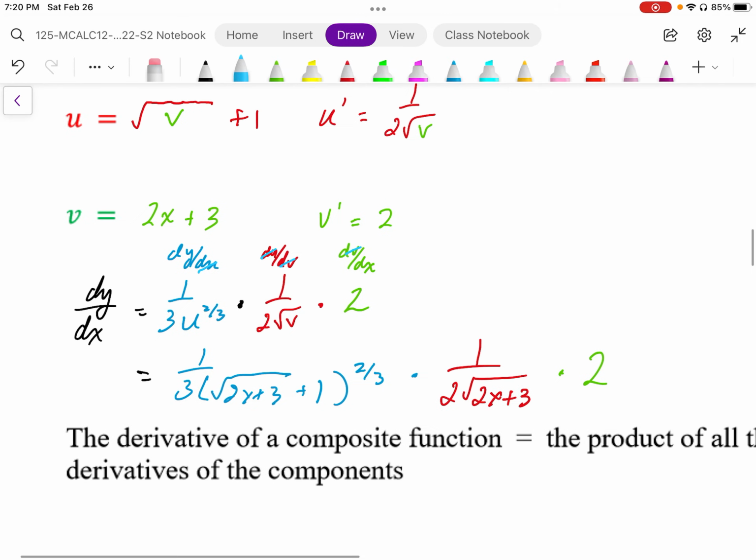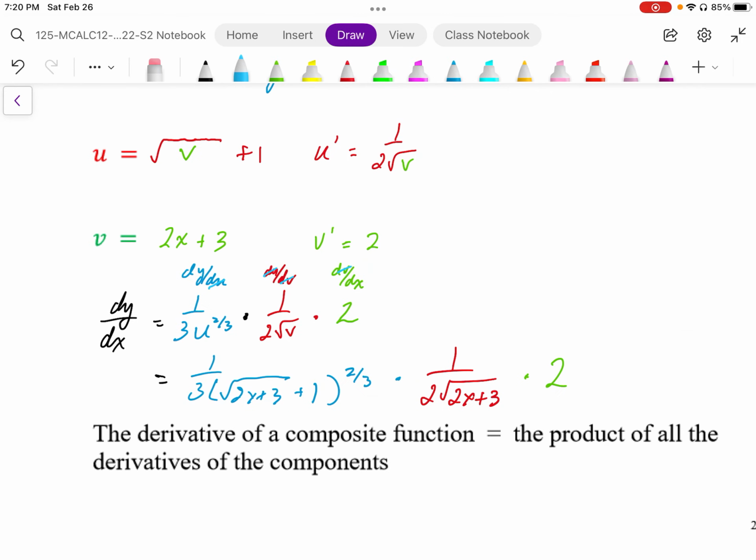So essentially, the derivative of a composite function is a product of all the derivatives of the components. So we differentiate the outside, leave the inside undifferentiated, and then we work our way down to the most innermost function.